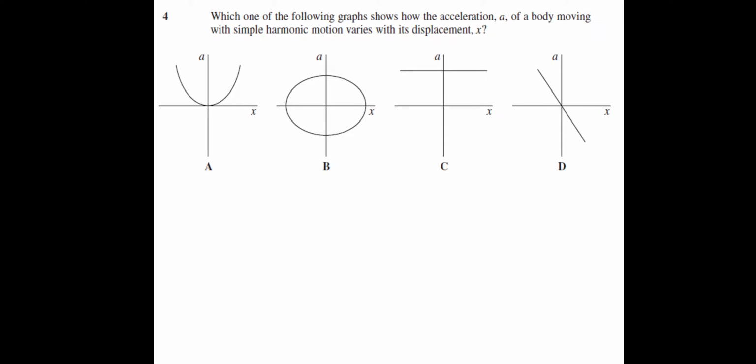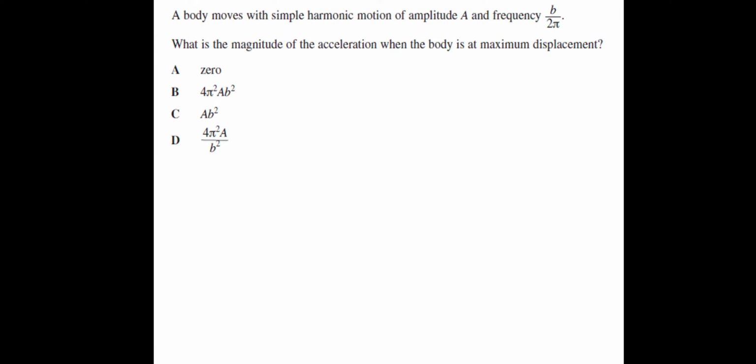Let's look at the next one. So you want to pause and have a go at this one. A body moves with simple harmonic motion of amplitude A and frequency B over 2 pi. What is the magnitude of the acceleration when the body is at maximum displacement? So the thing that we need to take into consideration here is maximum displacement and acceleration. The maximum displacement is where the maximum acceleration occurs.